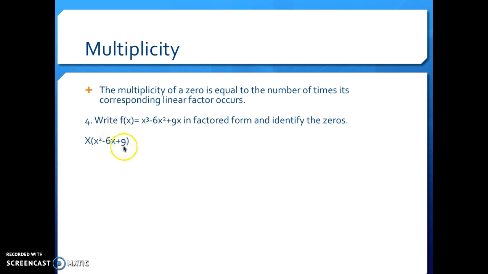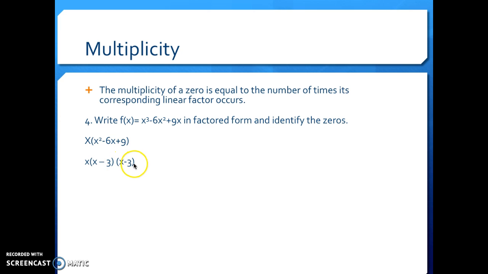So we're looking at this 9 to see what factors of 9 when added together equal -6, but when multiplied together equal +9. Kind of like a riddle. So we know that -3 and -3, when added together, would equal -6.